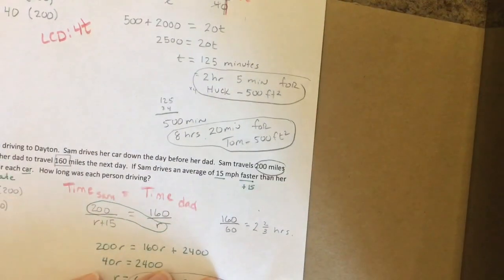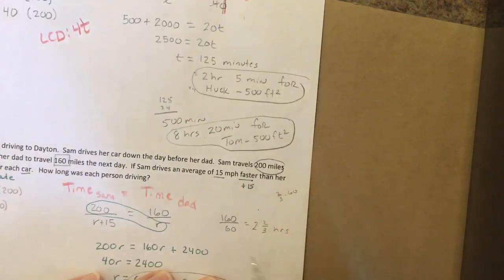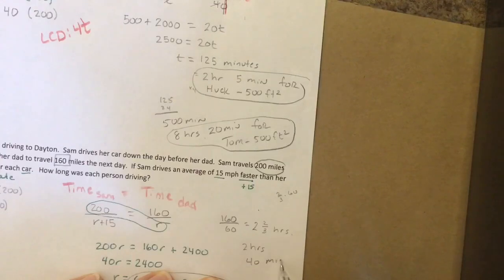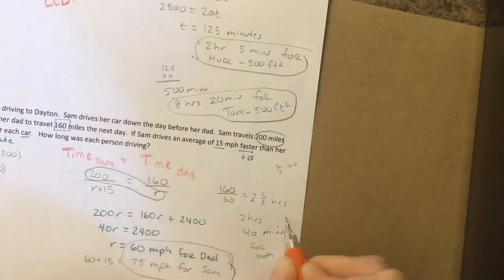Okay. And what's 2/3 of an hour? 2/3 times 60. That's 2 hours, 40 minutes. For whom? For both. Because they have the same time.